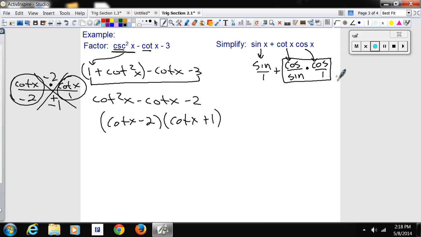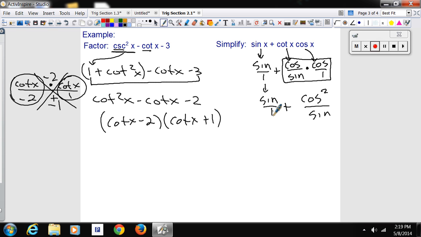So I'm going to bring down my sine over 1 plus, now what do I get when I multiply straight across there? Cosine squared over sine, right? So cosine squared is cosine times cosine over sine. Okay, so that's good. But now we need to add them. And how do we add fractions? Common denominator.